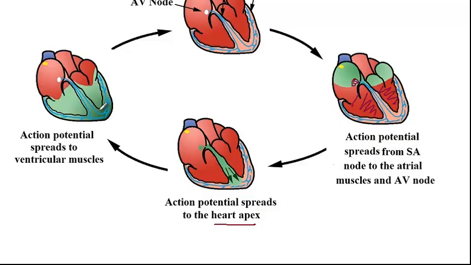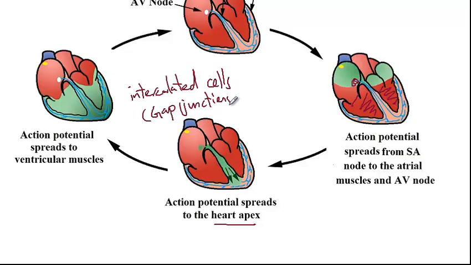Now the cardiac muscles are linked to each other by intercalated cells which have many gap junctions, as a consequence of which there is a rapid spread of action potential. So gap junctions play an important role in both smooth muscles and cardiac muscles for rapid spread of the action potential. They're not present in skeletal muscles, but for cardiac and smooth muscles, they have a very important role.